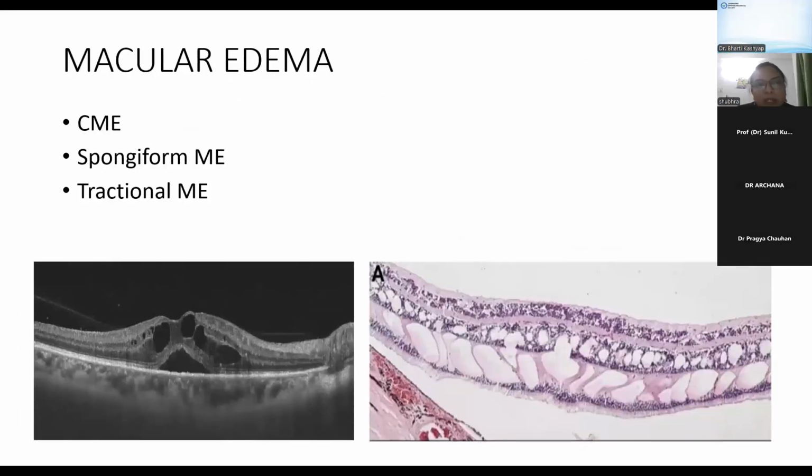Next, coming to macular edema. Macular edema can present as a cystoid macular edema, or it can be a spongiform macular edema, or it can be tractional macular edema. Spongiform macular edema means there are many small spaces in the single layer, like you can see in the histological section. And tractional macular edema is where something is pulling the macula up, and that is causing fluid to accumulate in the macula. So this is how macular edema appears on an OCT.